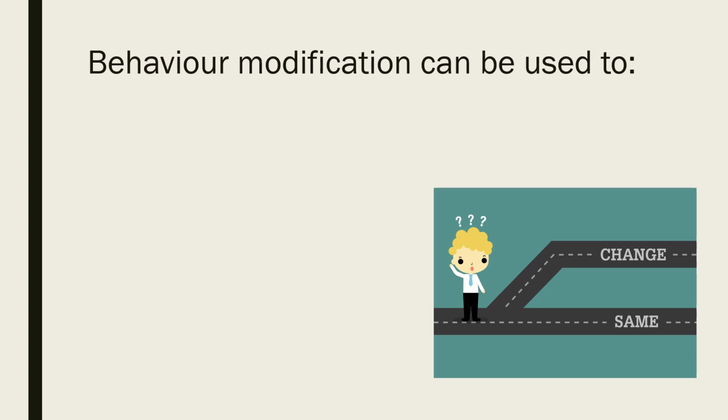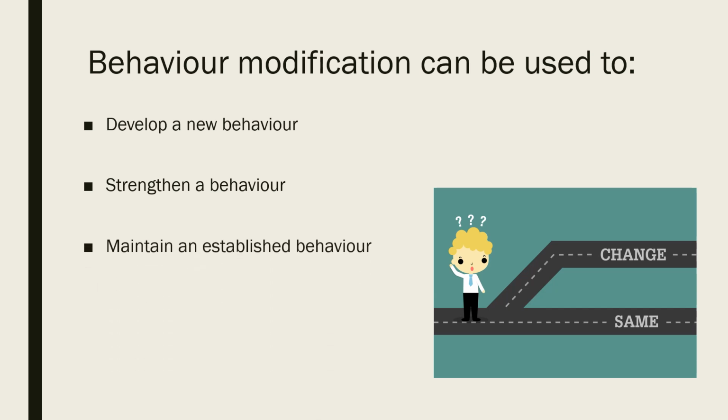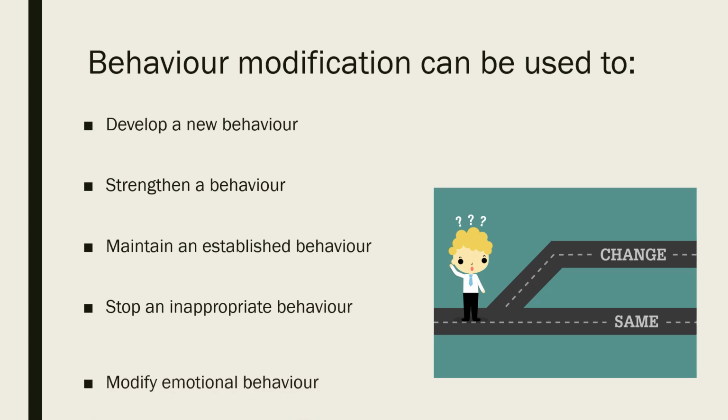There are 5 categories of activities that can be addressed with behaviour modification techniques: developing a new behaviour, strengthening a behaviour, maintaining an established behaviour, stopping an inappropriate behaviour, or modifying emotional behaviour. Behaviour modification techniques can be used for a wide range of behaviours, including individual habits, child rearing practices, socially undesirable behaviours, and a wide variety of conditions such as obsessive compulsive disorder and attention deficit hyperactivity disorder.